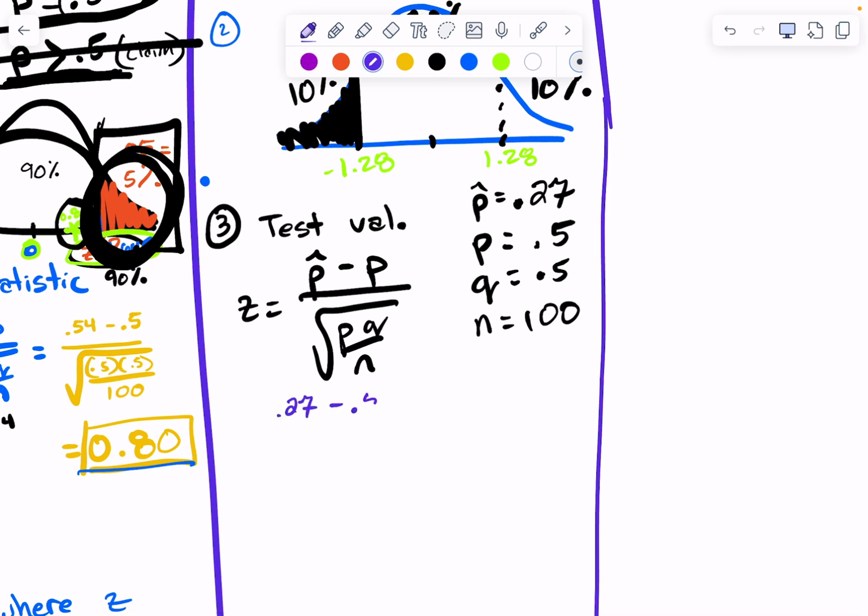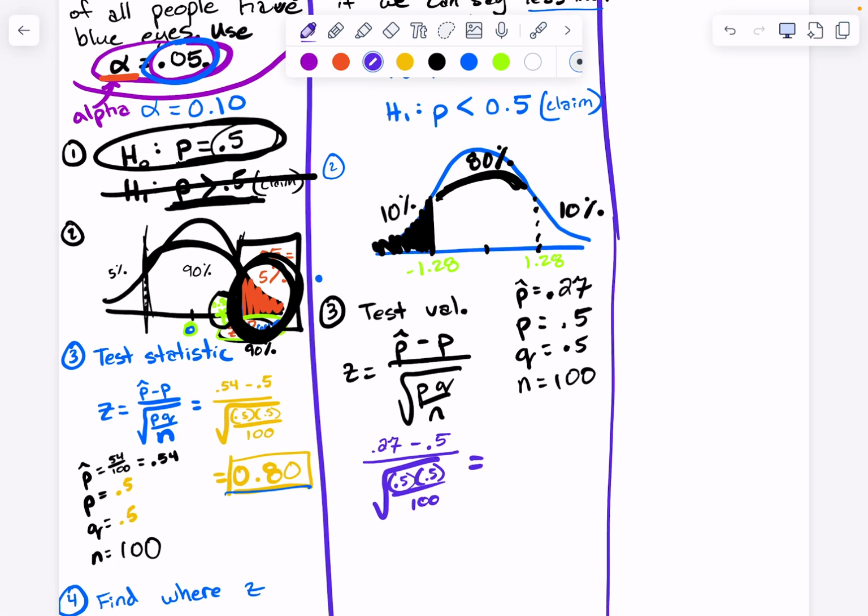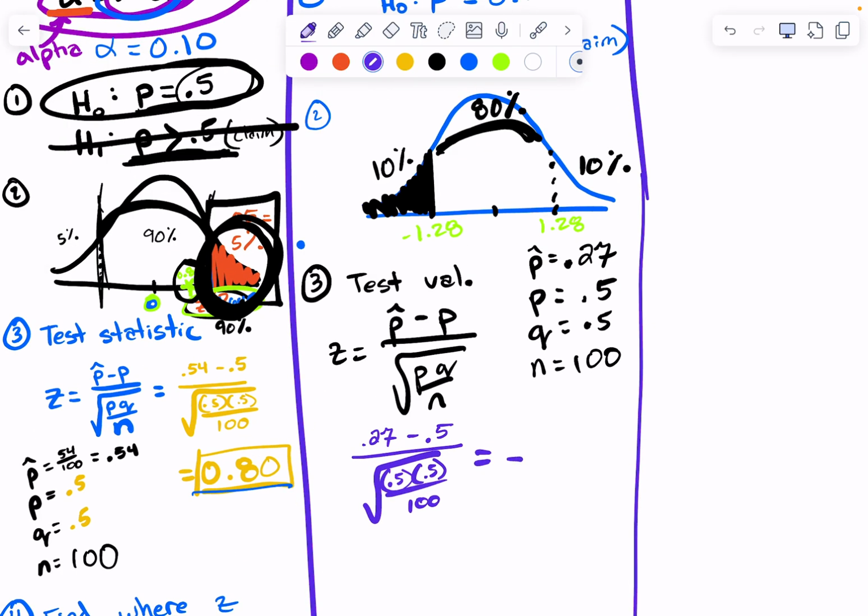0.27 minus 0.5 all over the square root of 0.5 times 0.5 over 100. Divided by the square root of 0.5 times 0.5 divided by 100. Okay, here's my z value. Are you ready? Hold on. Negative 4.6. Woo! That's a pretty extreme z-score.